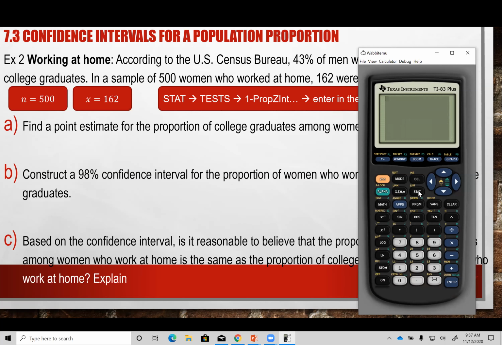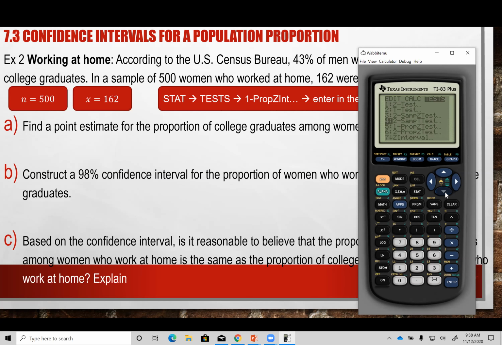And to do that, reminder, you go to... So you look at part A, they ask you to find the point estimator for this proportion. I mentioned that if you want to, yes, you can go ahead and take the 162 divided by the 500 to give you 0.324. If not, you can do part B, and your calculator does give you the point estimator too.